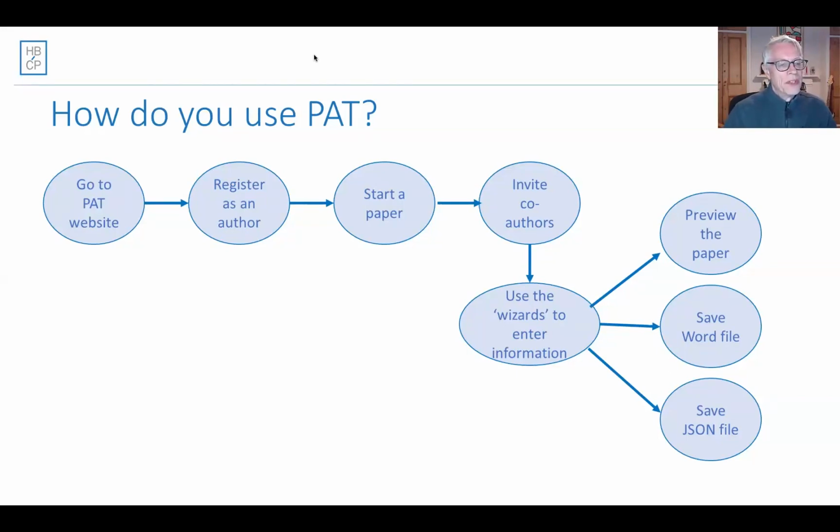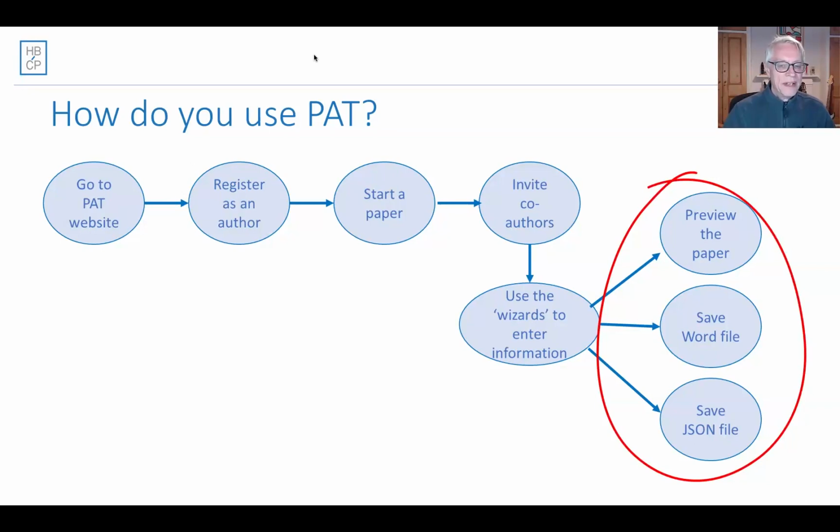You and your co-authors then use what we're calling wizards to enter the information required. And you'll see that these wizards are organized around the usual headings of introduction, methods, results, and discussion, but they break these down into their component parts. At any time, you can preview your paper, download it as a Word file, or save the machine-readable version as a JSON file. And I strongly recommend that you download the JSON file regularly, just in the very unlikely event that the version stored in the cloud for some reason becomes unavailable. You can then easily restore it from your saved version.